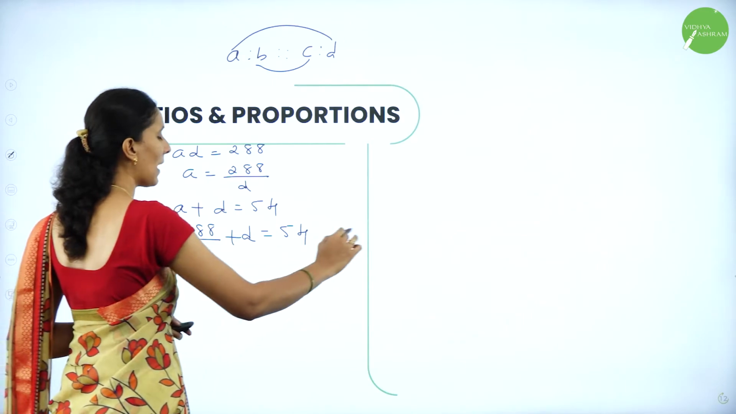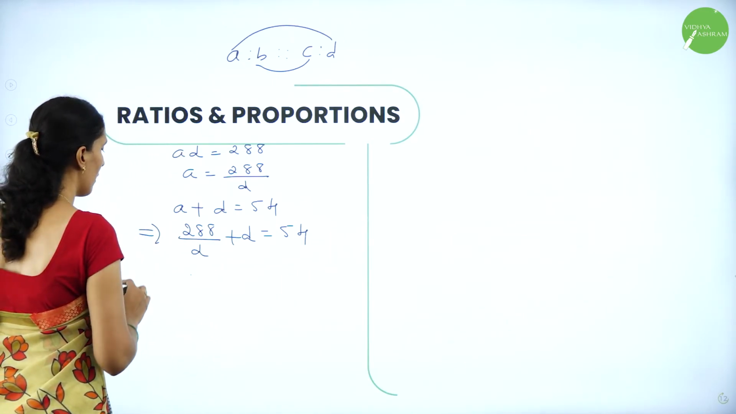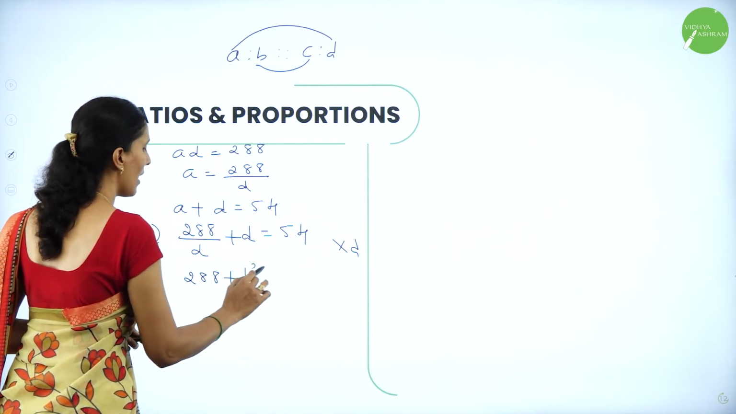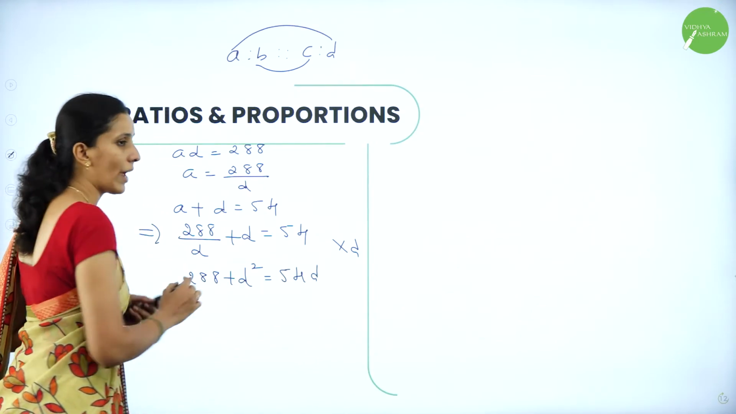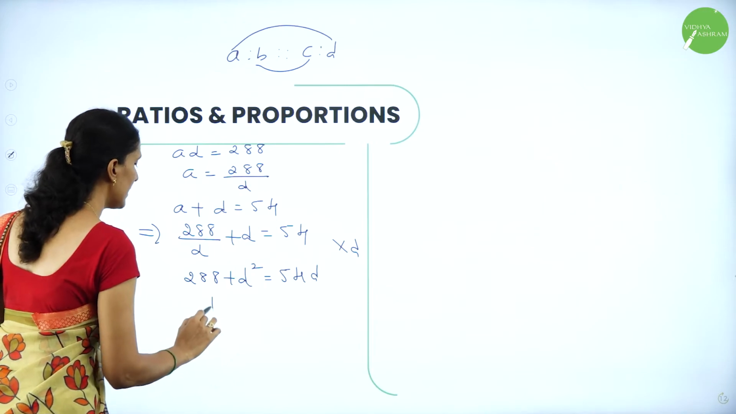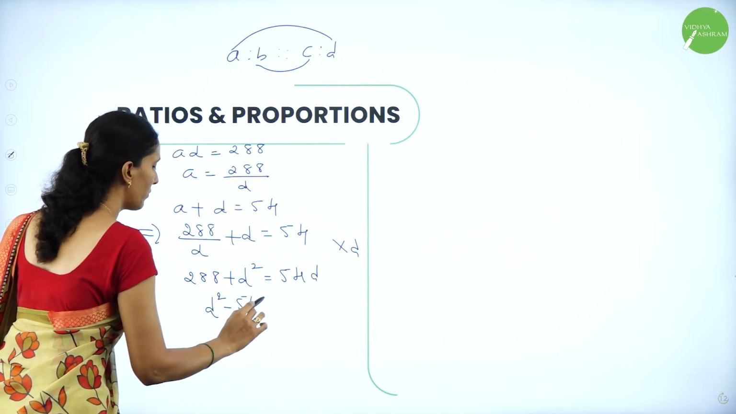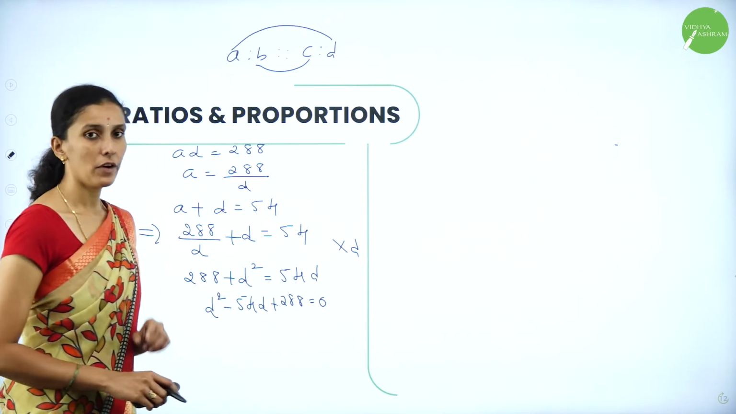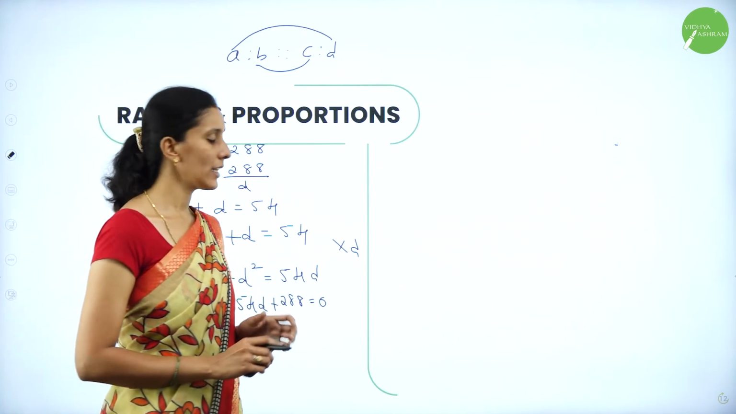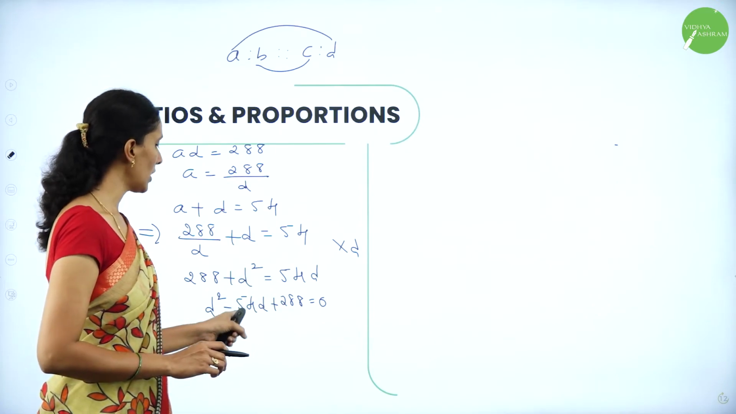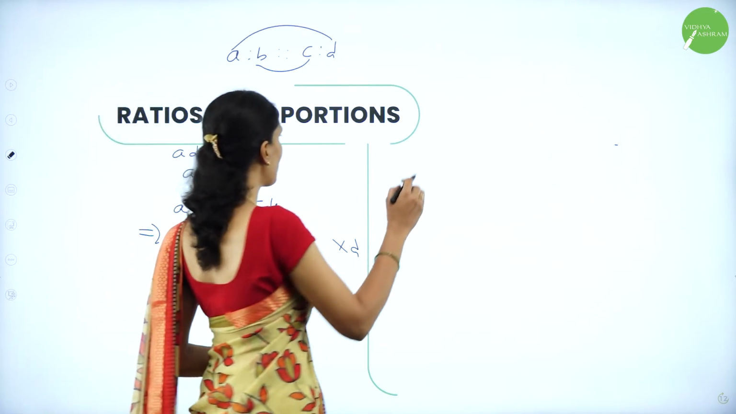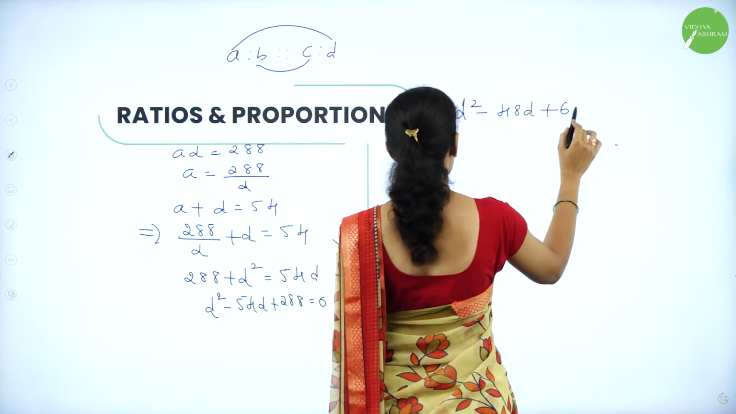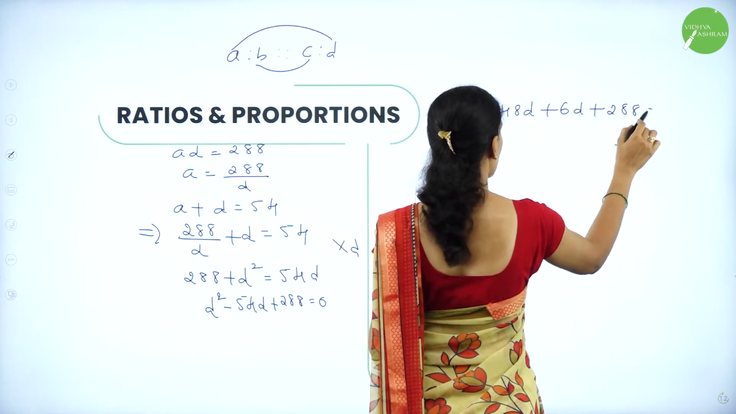Now multiply D to the whole equation. You will get 288 plus d square is equal to 54d. So you can write this in the form of a quadratic equation. This is d square minus 54d plus 288 is equal to 0. Now we have this in the form of a quadratic equation. Let me use the concept of splitting the middle term. So you have to split 288 so that the sum is equal to minus 54. If I split this, I'll get d square minus 48d minus 6d plus 288 is equal to 0.